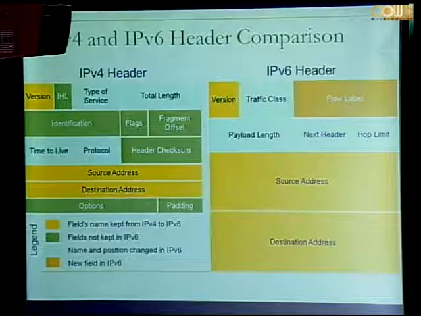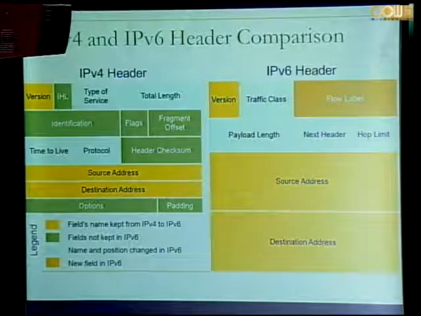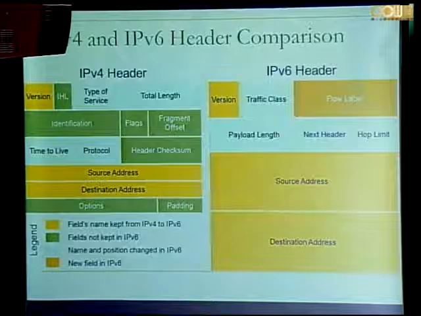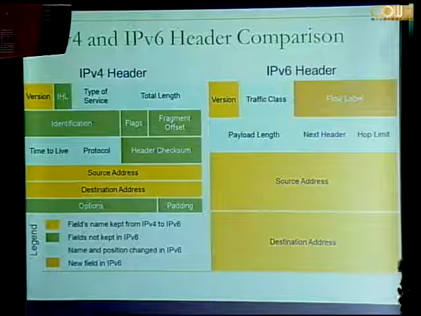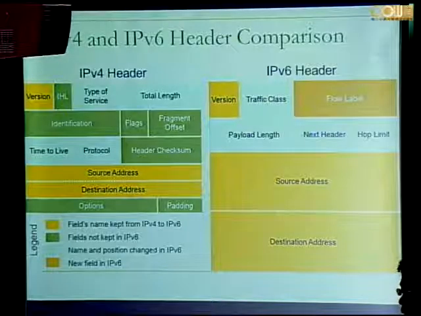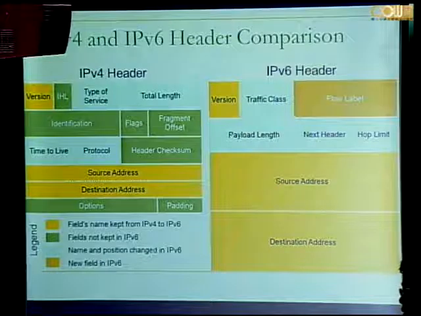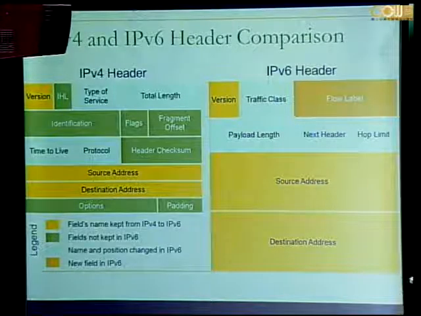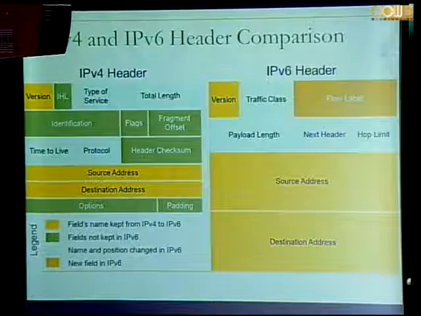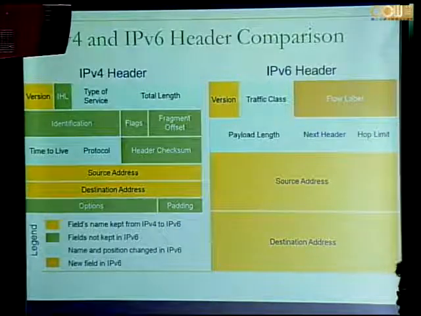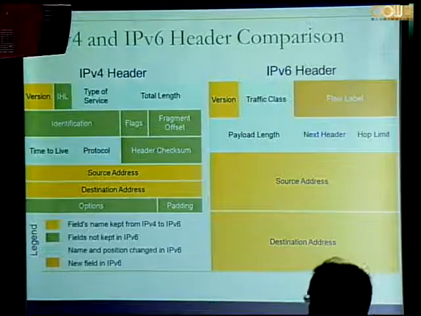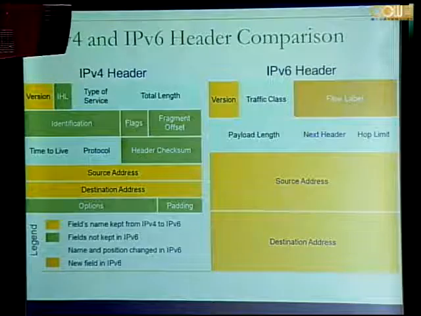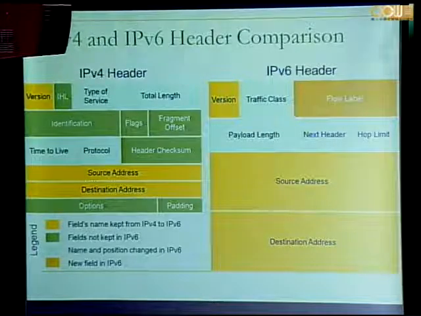Header checksum. The reason why header checksum has been removed is because this header checksum was designed to provide an extra protection for the header, and that extra protection is not really needed. Considering we already have protection, error control at the link layer and also at the transport layer, we might not need the error control in the network layer again. So it has been removed.